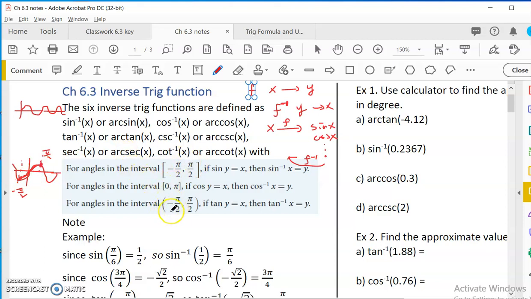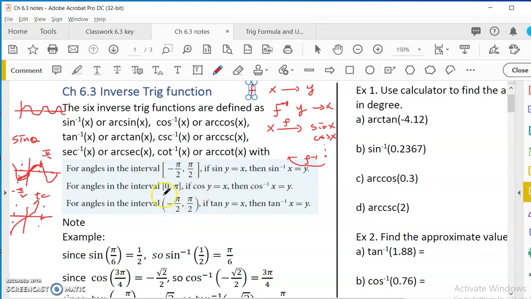The same goes for tangent. Tangent has a graph with two vertical asymptotes at negative pi over 2 and pi over 2, but between them tangent goes from negative infinity to infinity. If you still remember the graph, you have 2 vertical asymptotes and it goes on forever. So this covers all possible values of the tangent function, and it maps to an angle between negative pi over 2 and pi over 2.